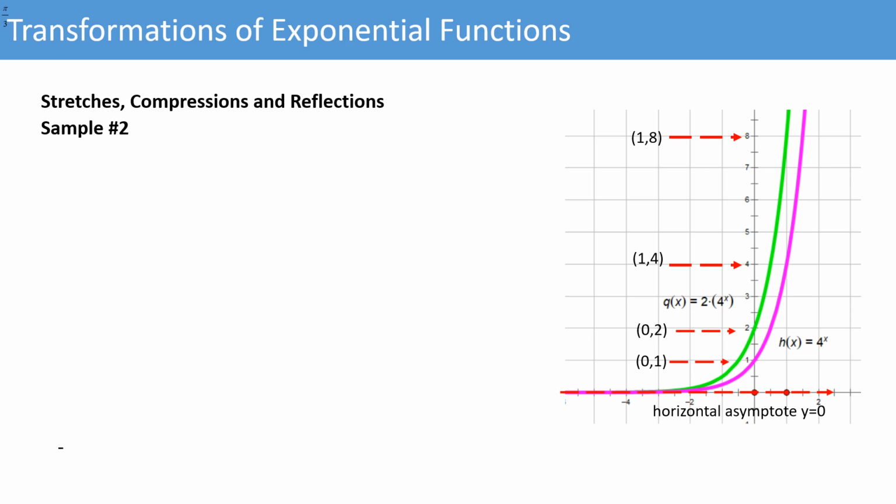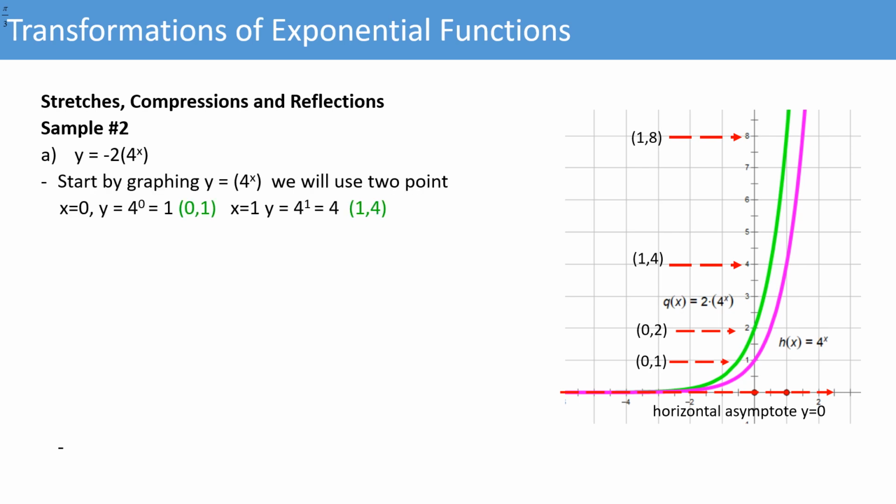Stretches, compressions, and reflections, sample number 2. In this example, we're using y is equal to -2 times 4 to the exponent x. Start by graphing y equals 4 to the x. We will use 2 points. X is equal to 0, so y will be 1. So we have the point (0, 1), showing you that on the graph. And then x will be 1, so y is 4 to the 1, which is 4, which is the second point that I'm giving you on the graph.